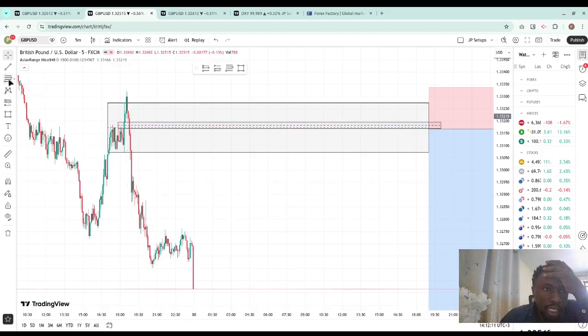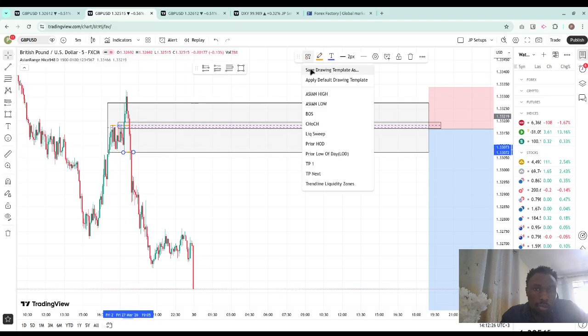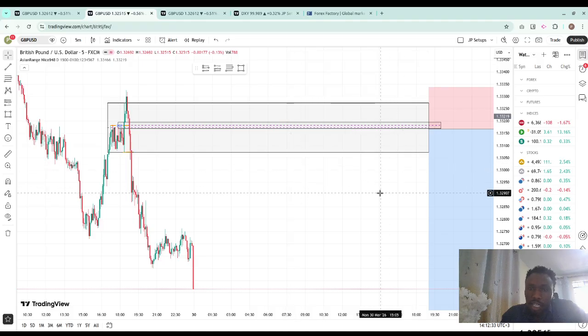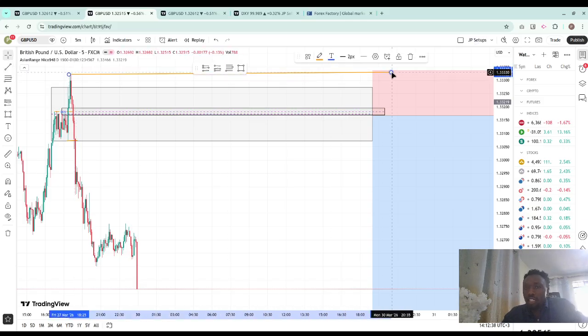So we had something like a sweep here. You see, we had this break of structure on 5 minutes, which later became the change of character here. So for me, this is a good entry point because we already had a sweep. I don't think the market will be interested in taking out this high again. But let's just see how it's going to be.